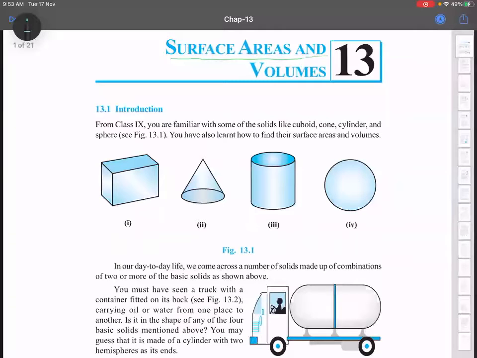New chapter, which is surface area and volume. In this chapter, we are going to discuss how we find area and volume of combined figures. If two solid figures are combined, then how do we find the area of that figure?